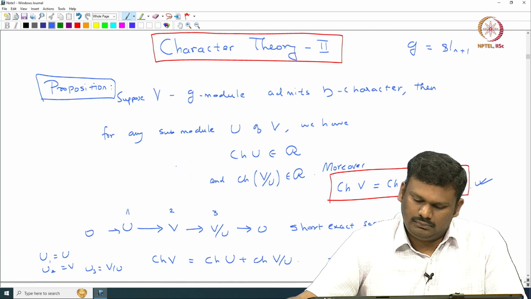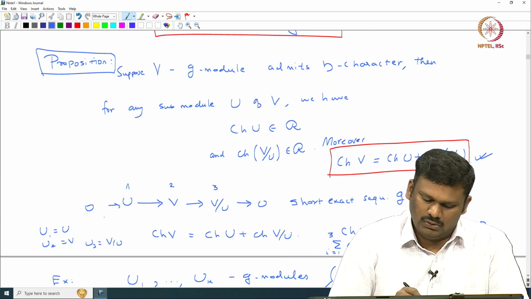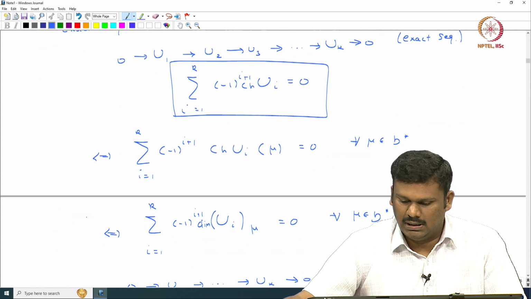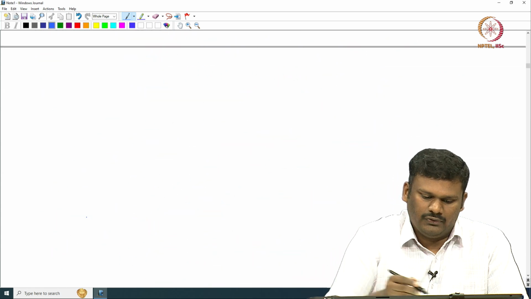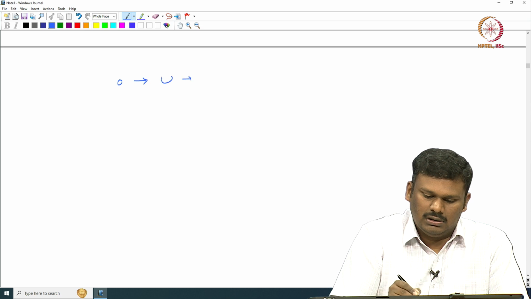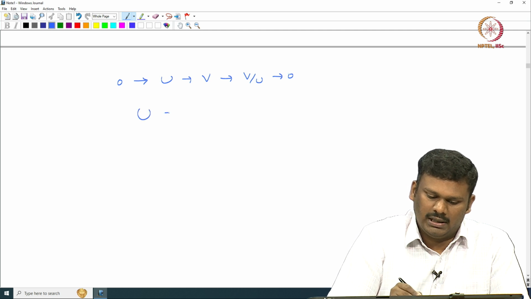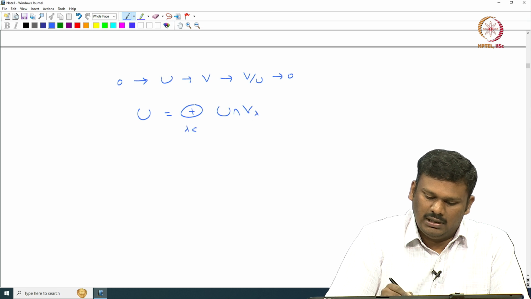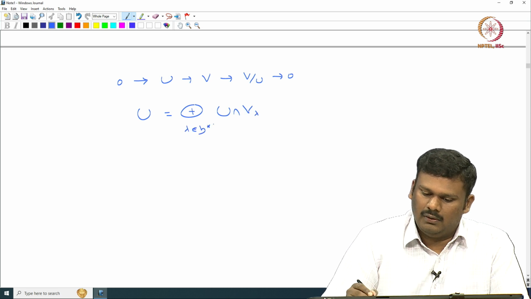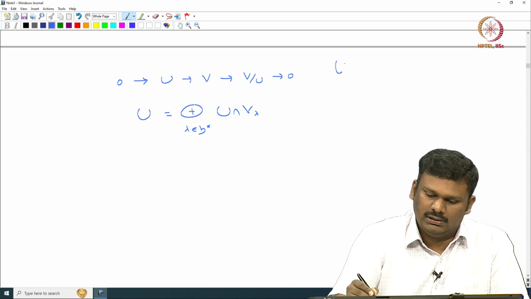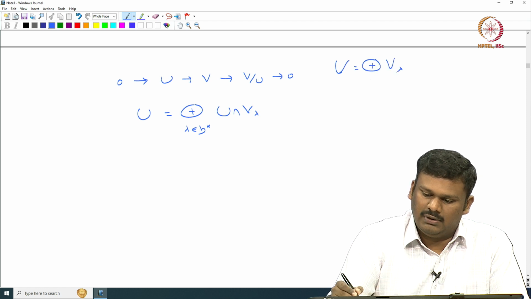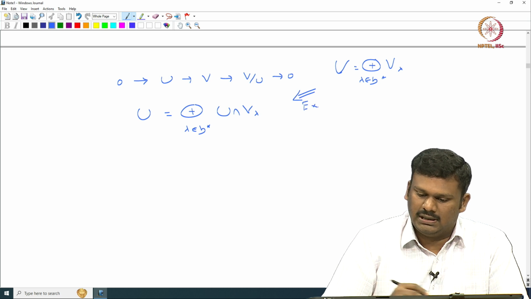In the second case, again one can easily see, again this is built into the exercise. So, if you have, let us say, this simplest long exact sequence, then you can easily see that U again can be written as a direct sum of U intersection V_lambda, where lambda comes from h star. Suppose V is written as a direct sum of V_lambda, lambda in h star. Maybe you can take this as an exercise.